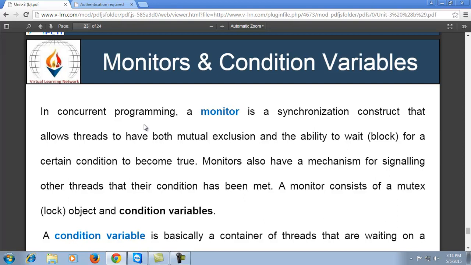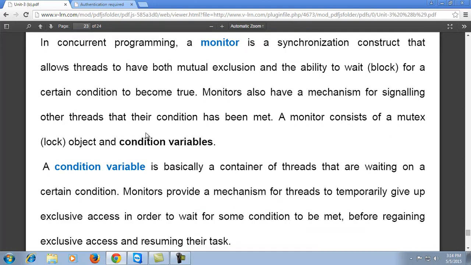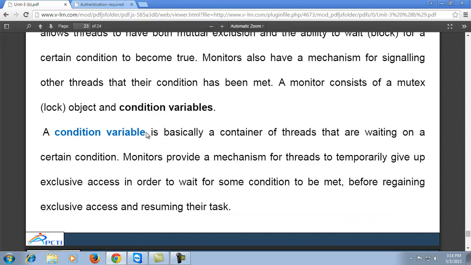In that case, we have two conditions. A condition variable is basically a container of threads that are waiting on a certain condition. A monitor provides a mechanism for threads to temporarily give up exclusive access in order to wait for some condition to be met before regaining exclusive access and resuming their task. If we want to access the data, then we require exclusive access. If we want to release that particular system or data, we have to allow another process to enter the system.